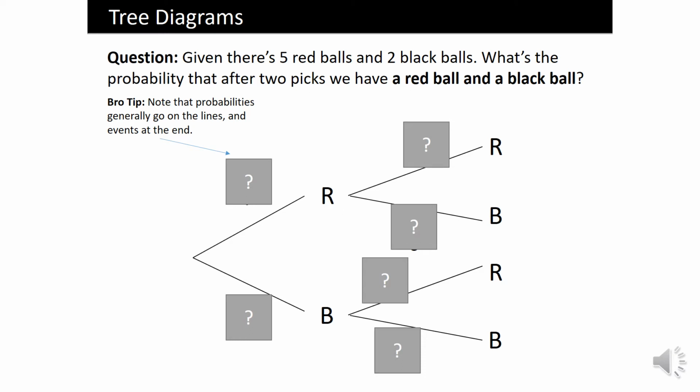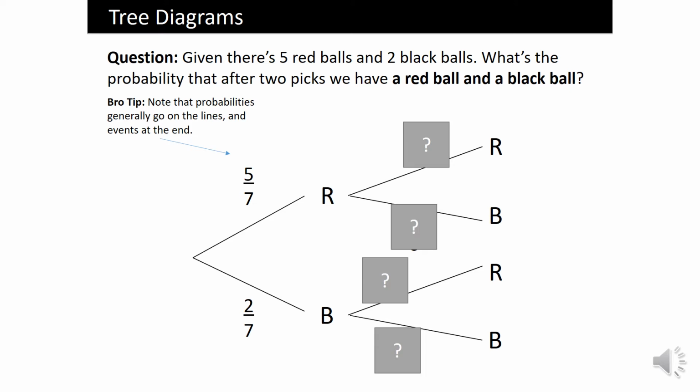So let's start off with what we know to start with. So we know that there's 5 red and 2 black to start. So that means there's 7 in total. So we've got 5 out of 7 is the probability of getting a red, 2 out of 7 as the probability of getting a black. So now that we've got those probabilities, we can start thinking what would happen on the second pick. So on the second pick, we've got 1 less.